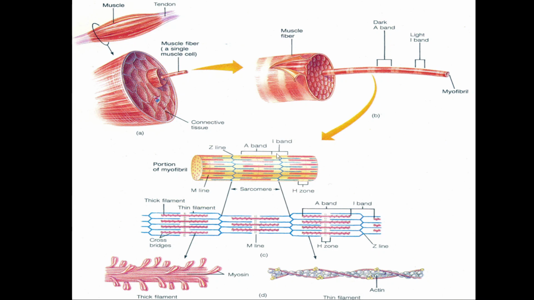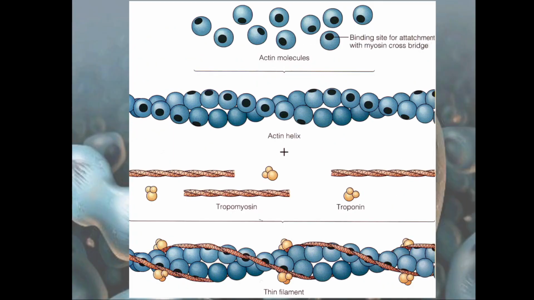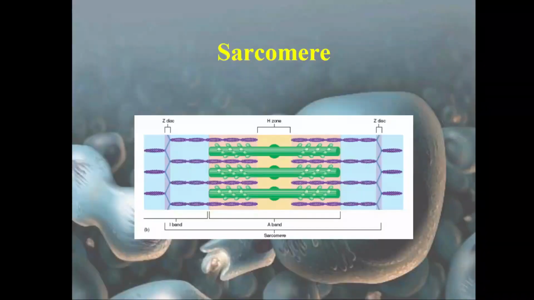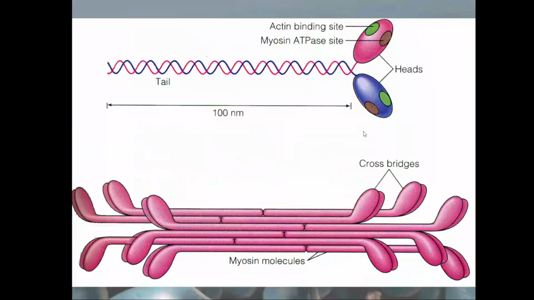A sarcomere runs from Z line or Z membrane to Z membrane. Here you may see a zone of overlapping. In the center of the sarcomere there are thick myosin filaments, and here there are thin actin filaments.